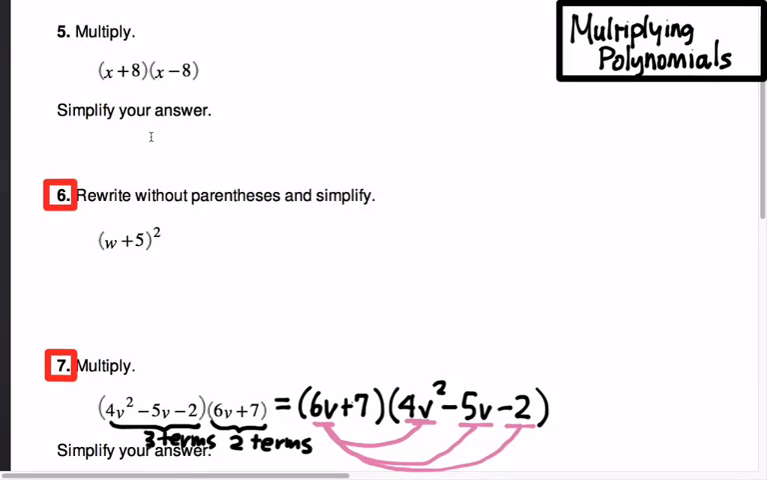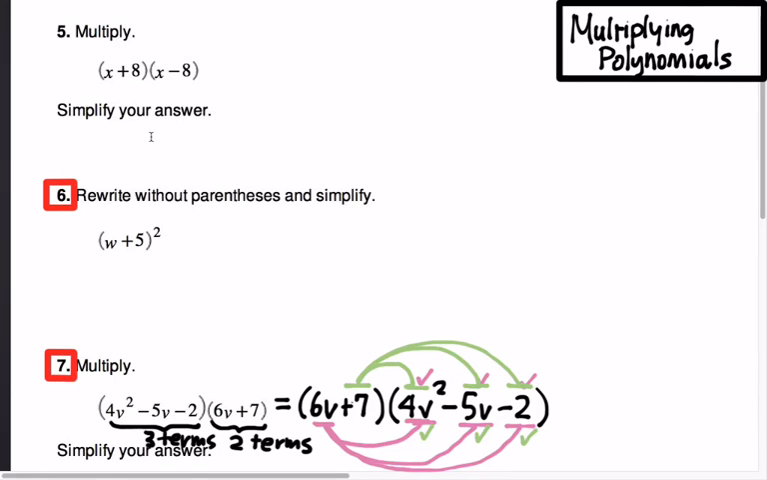Okay, so that takes care of the multiplications of 6v by all 3 of these terms from the second polynomial. And then after you did those 3, what else did you do? Same thing with the plus 7. So the plus 7 multiplied by the 4v squared, the plus 7 multiplied by -5v, and the plus 7 multiplied by -2. That takes care of multiplying the 7 by all 3 of the terms in the second factor. And that should do it, right?